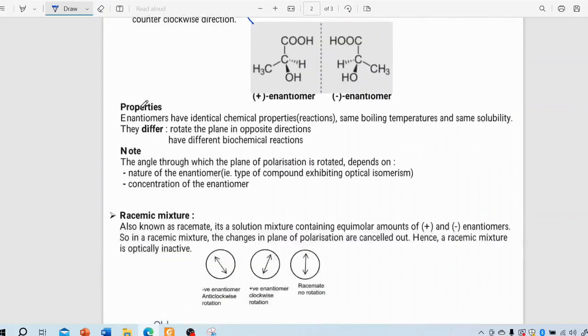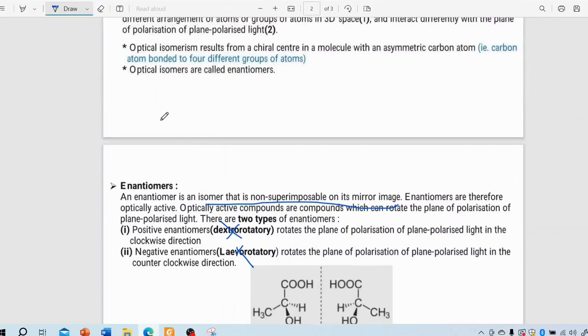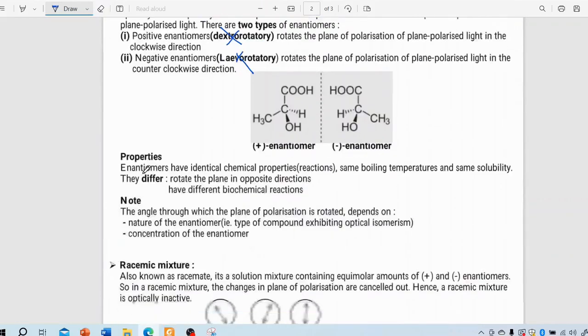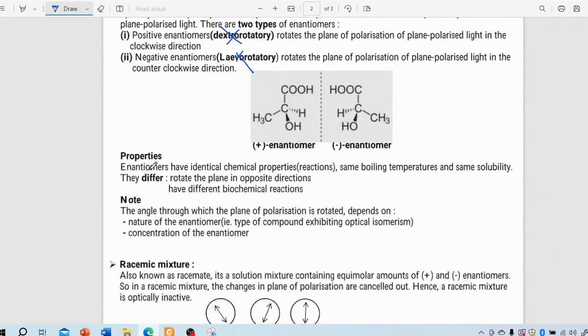So please, now looking at these enantiomers or optical isomers. In terms of chemical and physical properties, they have identical chemical properties. Yes, same physical properties, so same boiling temperatures and same solubility. But they differ in two different ways. The first way is quite obvious, that they rotate the plane of polarization of plane polarized light in opposite directions. So this is one. And another is they have different biochemical reactions.